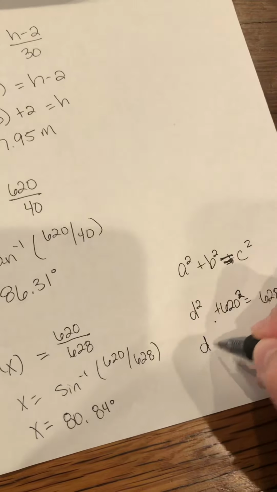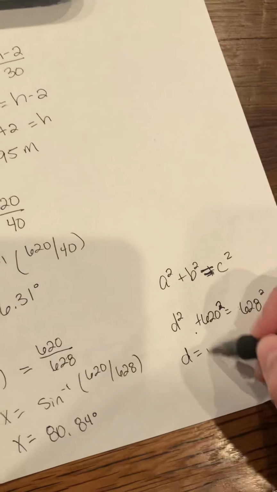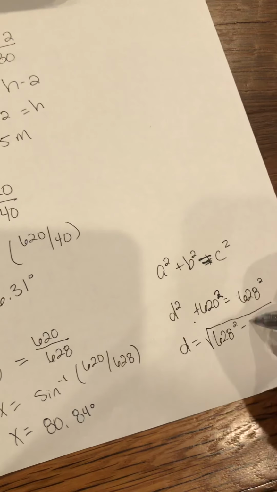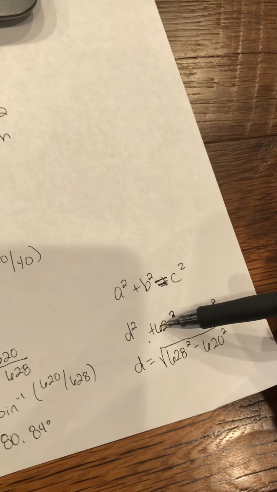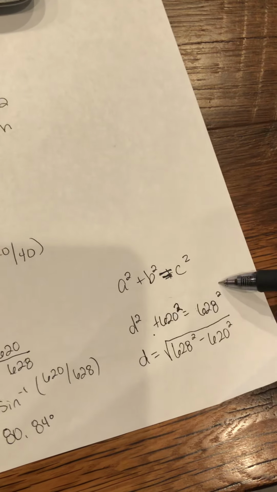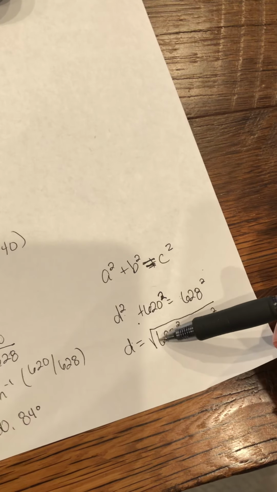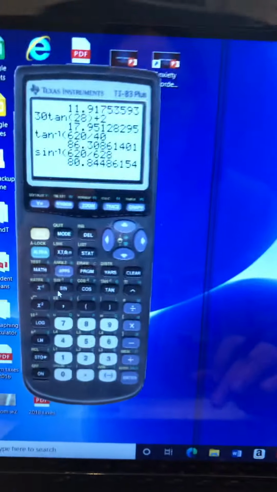If you solve this, you subtract this one over, so you're going to have the square root of 628 squared minus 620 squared. You're adding here, so you subtract it over, and then to get rid of the square, you take the square root. So D is equal to the square root of 628 squared minus 620 squared. It's easier to type on the calculator that way.